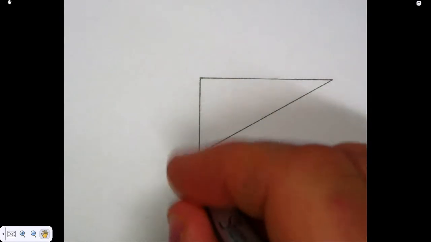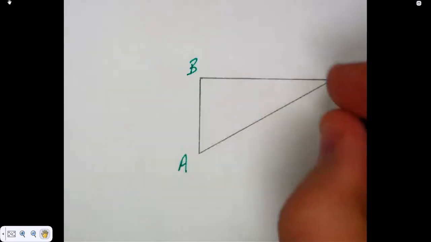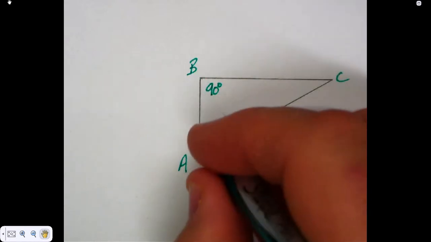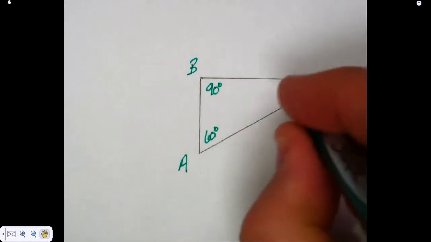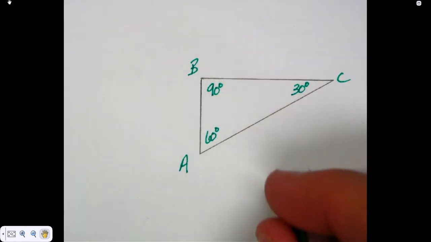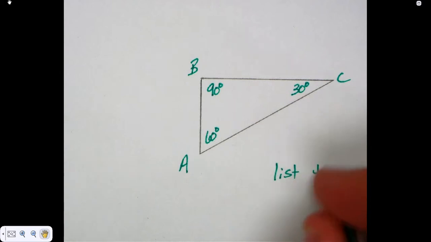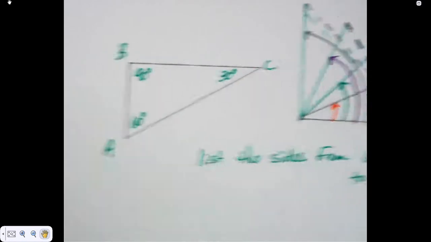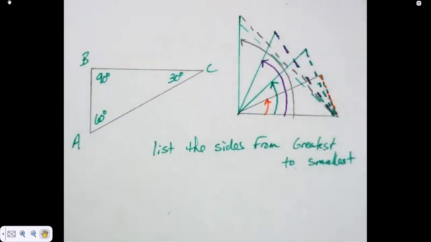Let's say I made this A, B, and C. I told you this was 90 degrees, this was 60 degrees, and this was 30 degrees. List the sides from greatest to smallest. I said list the sides.